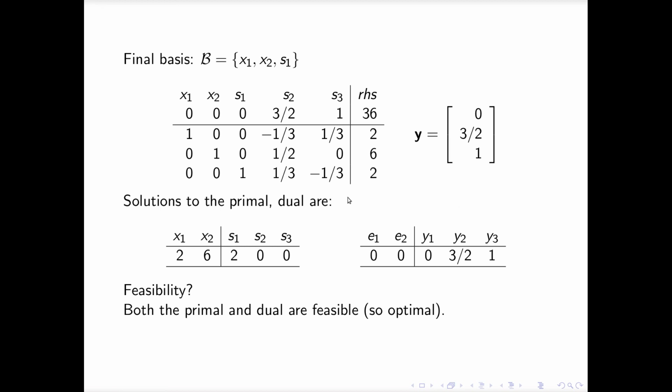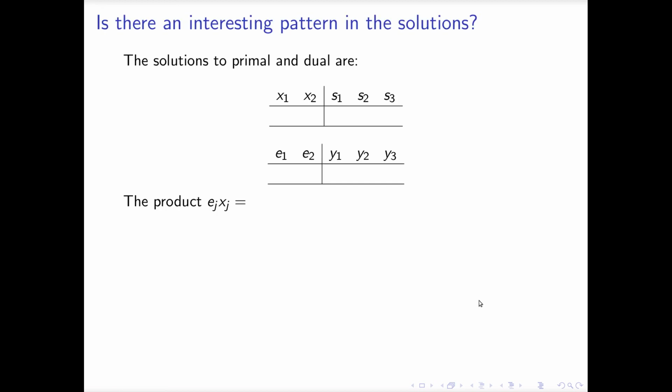And so in this case, I'm done. This is giving me an optimal tableau, right? And so this is the optimal solution to the dual. Very good. Is there an interesting pattern in the solutions? Did you notice that?